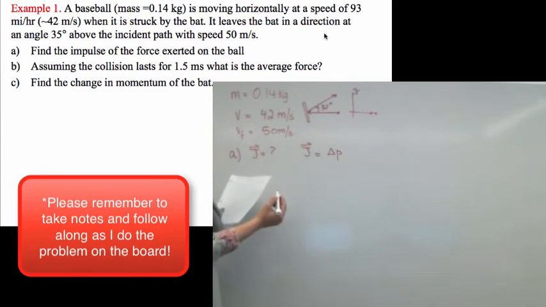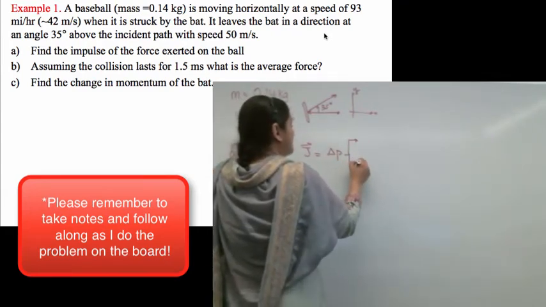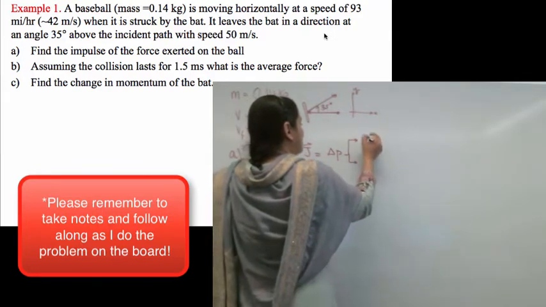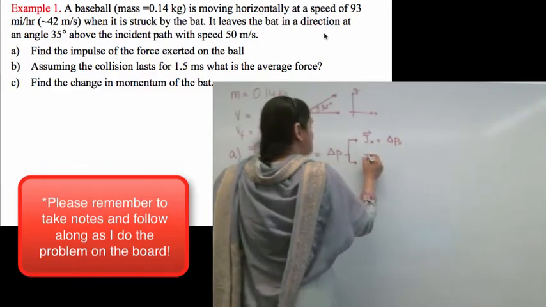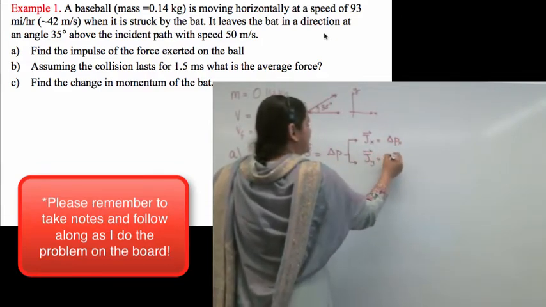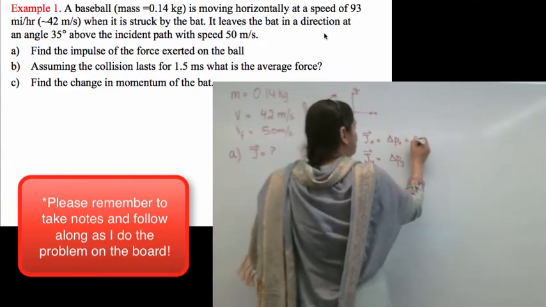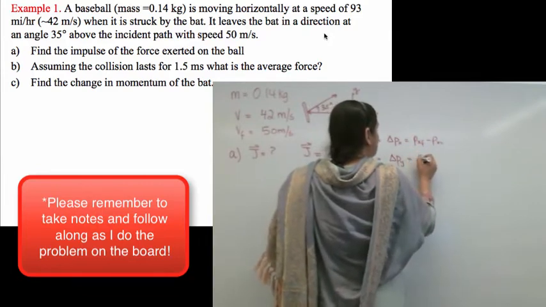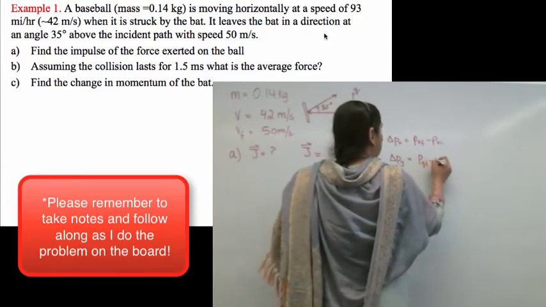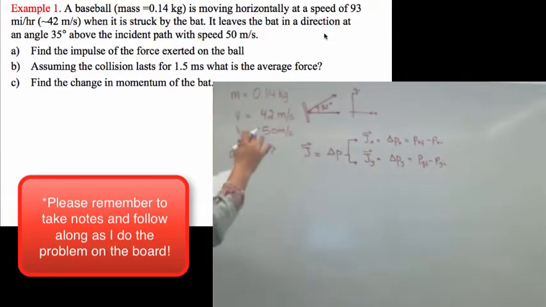So what do I do in this case? Well, I know that this can be split into two parts, right? So this will be Jx, which is going to be delta px, and this is going to be Jy, and that's going to be delta py, which implies this is going to be pxf minus pxi, and this is going to be pyf minus pyi. Okay? And then we are going to go ahead and solve these, right?